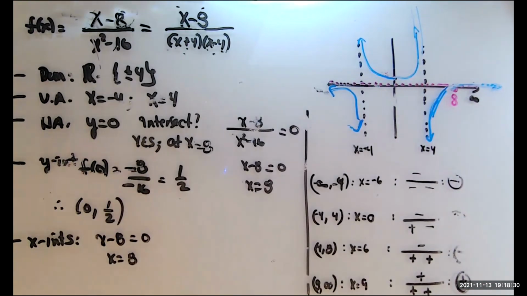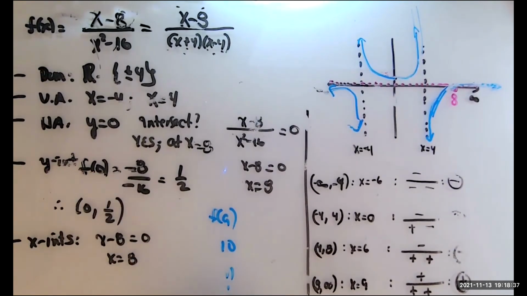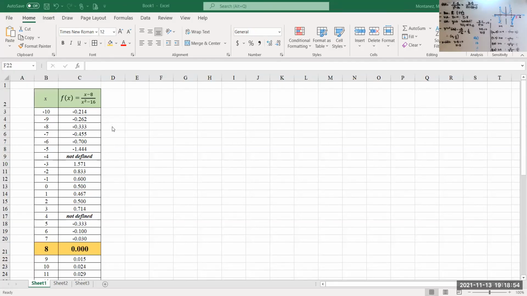How small? We don't know. We can evaluate the function. We can find f of 9, 10, 11, 12, etc. So we know the values. If you are very curious, you can do that with the graphing calculator. If you don't have a graphing calculator, of course, we can always use Excel. And that's what I did here. I wrote the function f of x equals x minus 8 over x squared minus 16. How does it look?